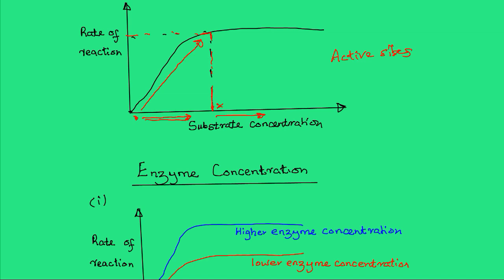So the only way to increase the rate of reactions beyond this point is not to increase the substrate concentration, but to make more active sites available by increasing the concentration of enzymes. So substrate concentration affects the rate of reaction up to a certain point. The more we increase the substrate, the higher the rate of reaction, but up to a certain point because of the limiting number of enzymes active sites.